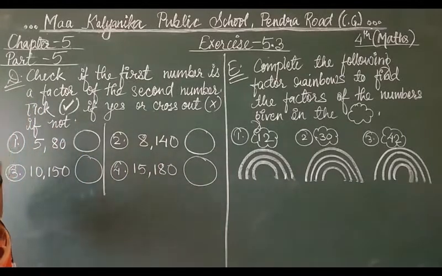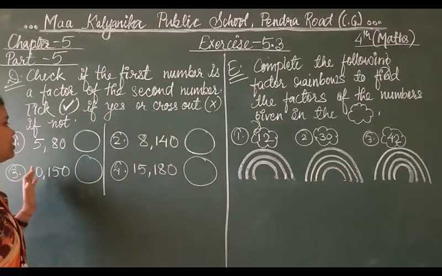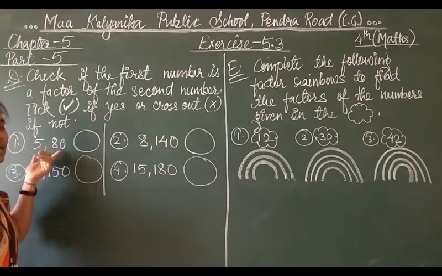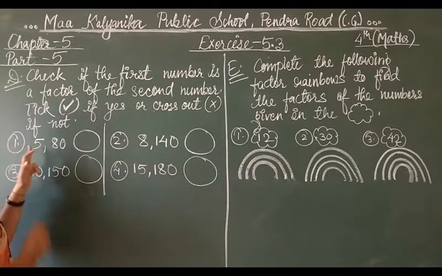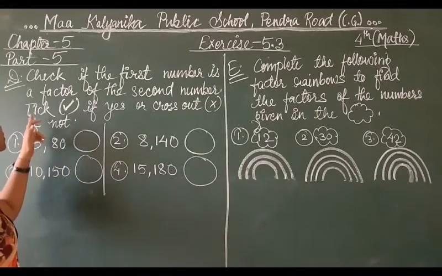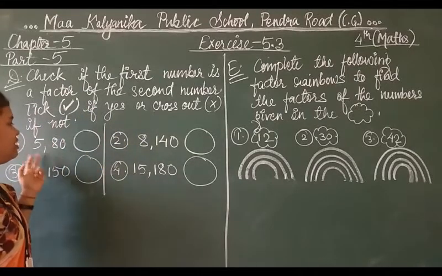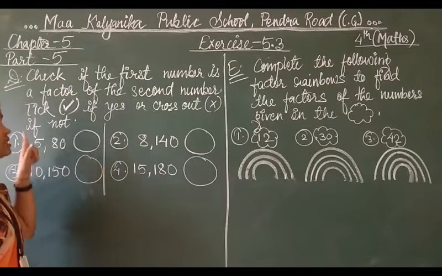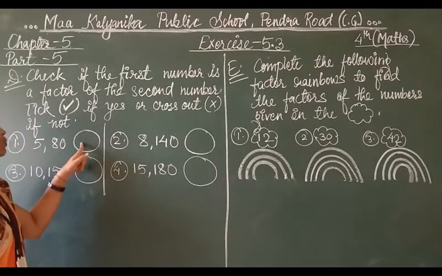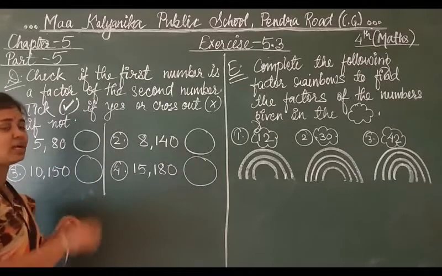So see students, in question number D, the question is: check if the first number is a factor of the second number. Here two numbers are given. You have to check whether the first number which is given is a factor of the second number or not. So tick if yes or cross out if not. If the first number is a factor of the second number, we have to put a tick in the circle, and if it is not a factor, we have to put a cross.